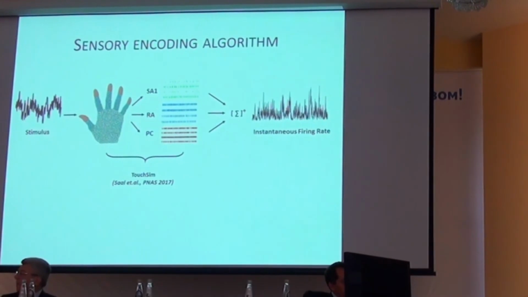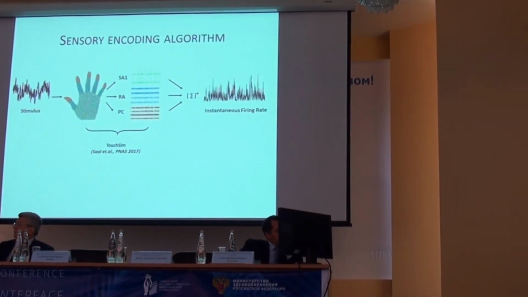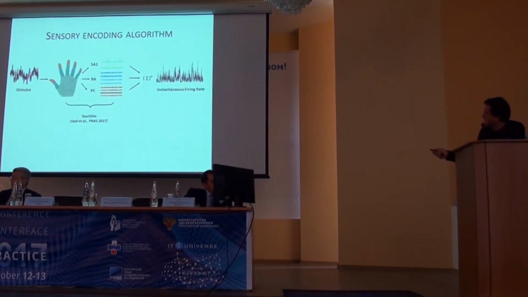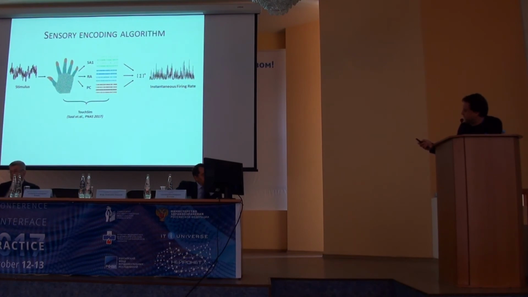So how can we use this model now to restore the sense of touch? So this is what the model does. It takes a stimulus, reproduces the entire population response to that stimulus, and what we can do is just collapse it all into one instantaneous firing rate. So this is how the entire nerve is responding to the stimulus.